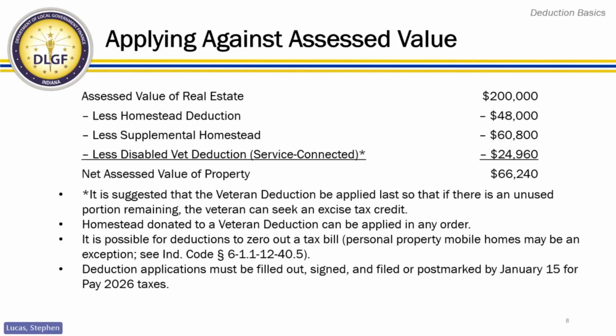This slide is largely redundant, so I'm going to move on to this example we've put together to show you how we look at deductions. In this example, we have a property that's assessed at $200,000. It's a homestead, so it is eligible for both the standard homestead deduction and the supplemental homestead deduction. You see that for pay 2026, the standard homestead deduction amount is $48,000.